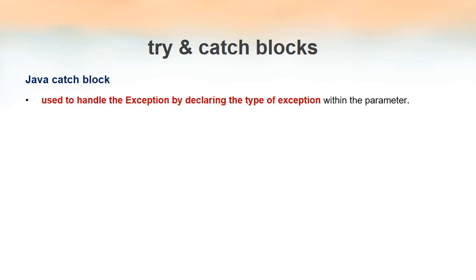Next is the catch block. This catch block is used to handle the exceptions by declaring the type of exception within the parameter. As we have seen in the previous slide in the try catch syntax, when we wrote the catch block, there was a parameter, and that parameter indicates the type of exception that the catch block is trying to catch or handle. So for each catch block that we write, there will be an exception name given as the parameter. That means that catch block is trying to handle the exception of that type.